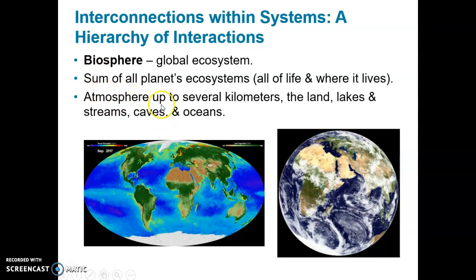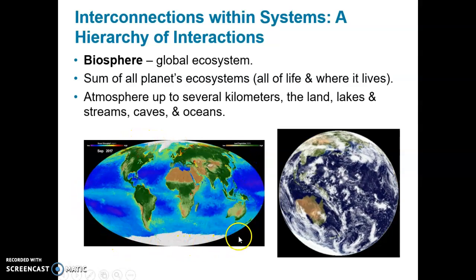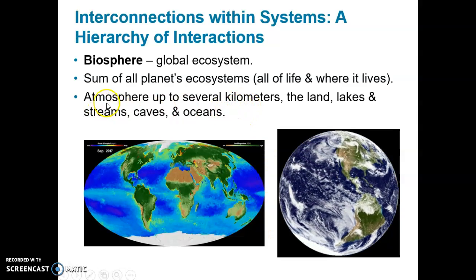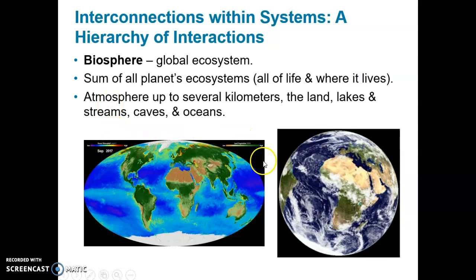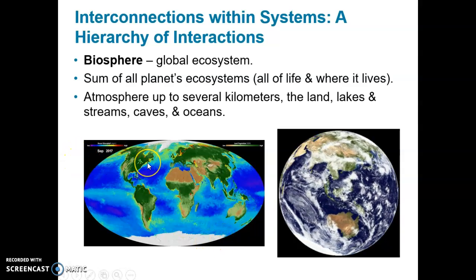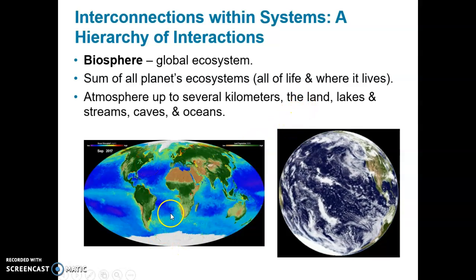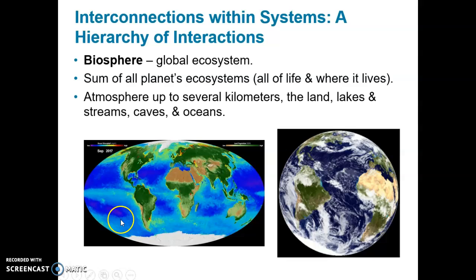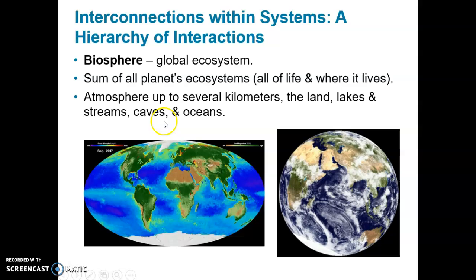The atmosphere is important in the biosphere, and this is the layer of atmospheric gases that surrounds the planet. It's up to several kilometers thick, and it's critically important because it has our respiratory gases there, and it also helps buffer the planet temperature-wise, and in particular helps protect us from excess harmful solar radiation. It includes the land, terrestrial habitats, lakes, streams, aquatic habitats, oceans, and even caves, wherever life can be found.